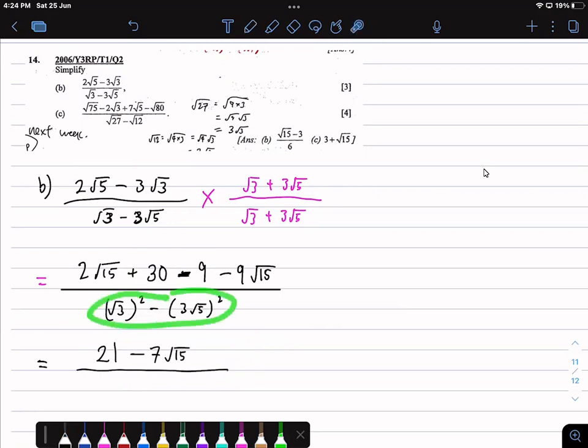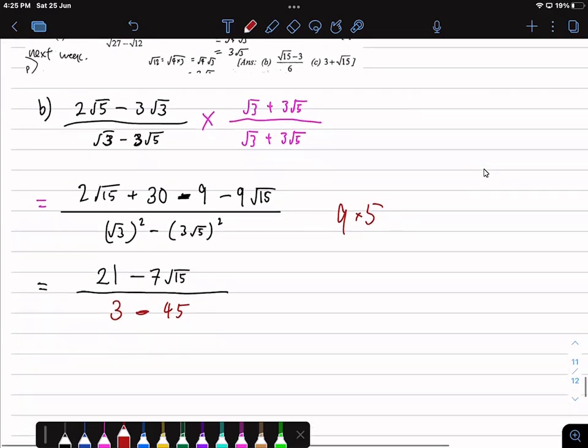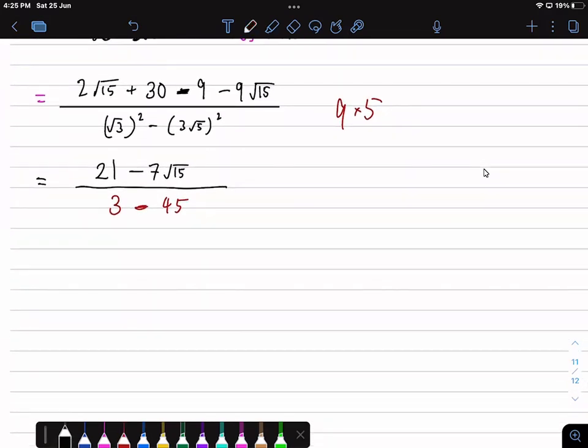Then denominator, root 3 square, you get a 3. Okay, I'll just write it at the bottom here, 3. Minus root 3 root 5 square. So 3 square times root 5 square, which is 9 times 5, 45. Is that okay? Okay. Simplify, you get a negative 42.